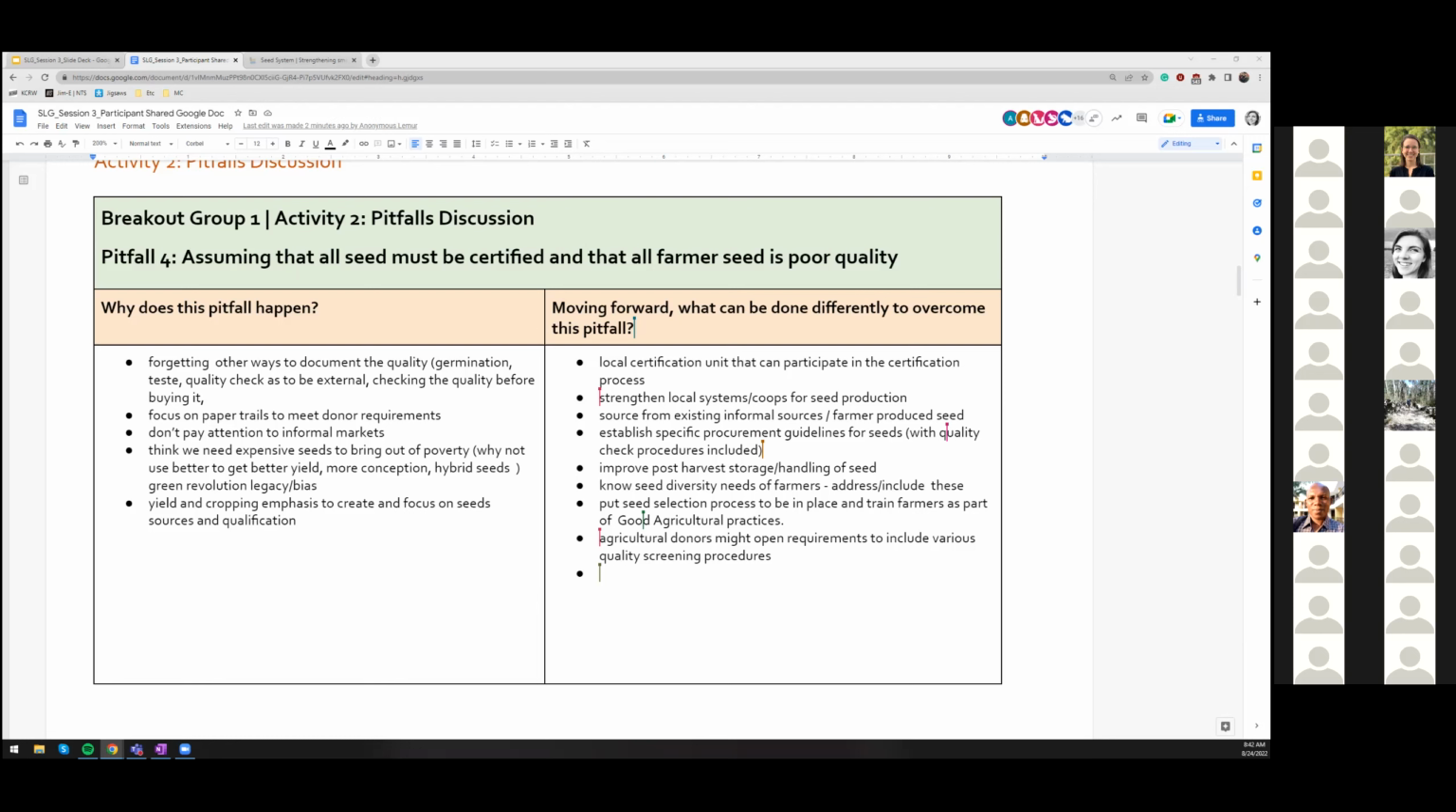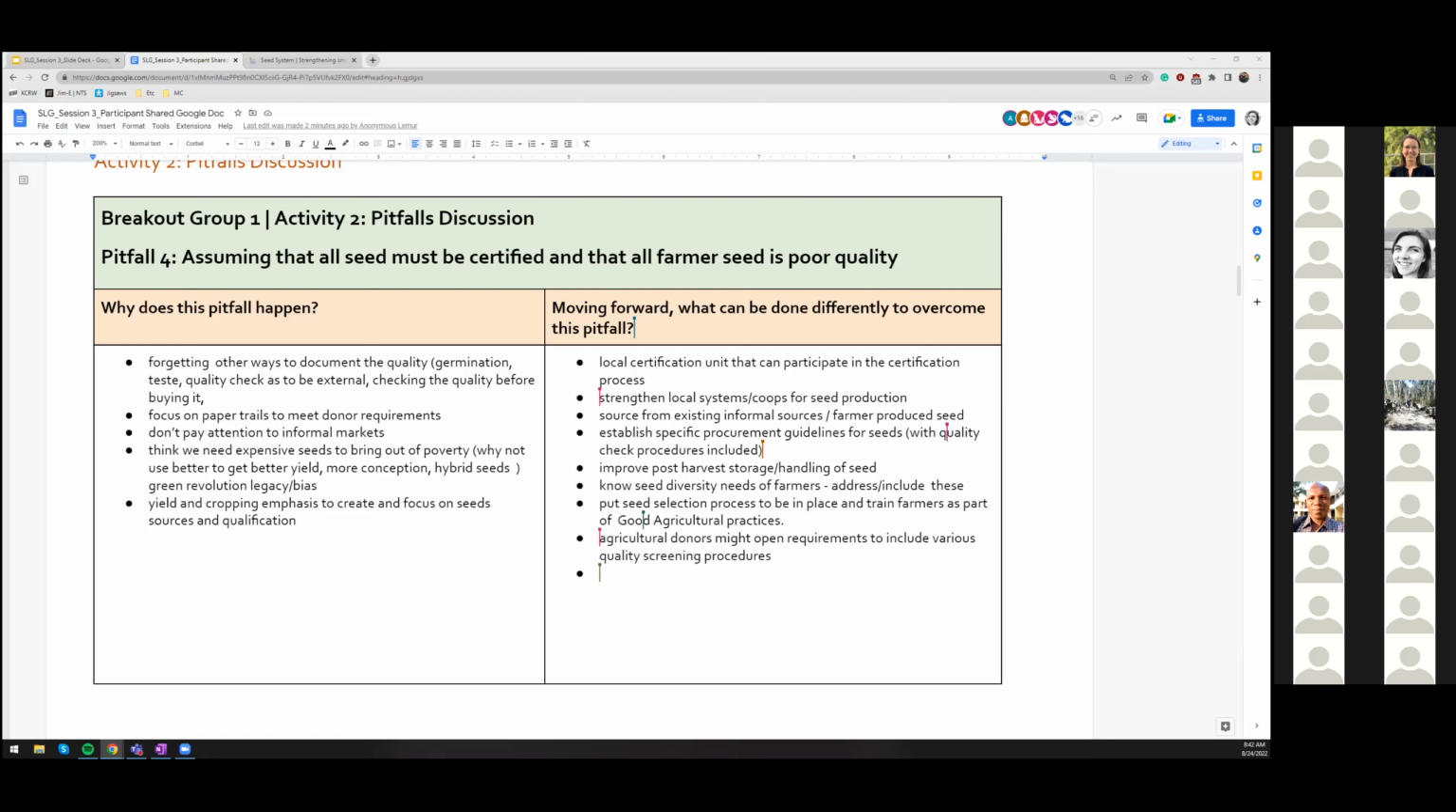Know the seed diversity needs of farmers, also another element. Put the seed selection process in place during the training of the farmer. When we are training the farmer on agricultural practices, either seed production or crop production, it will be good also to reinforce their own capacity to do the seed selection from their own production.